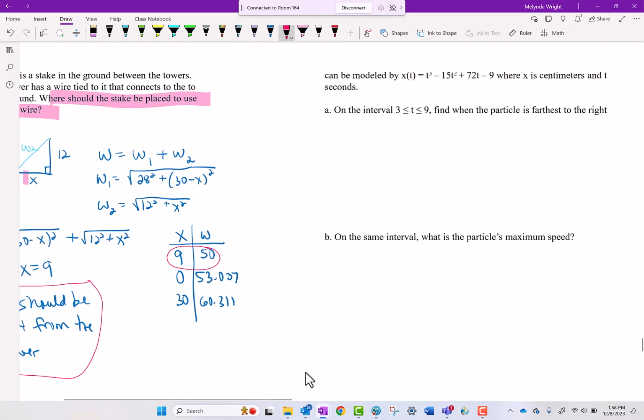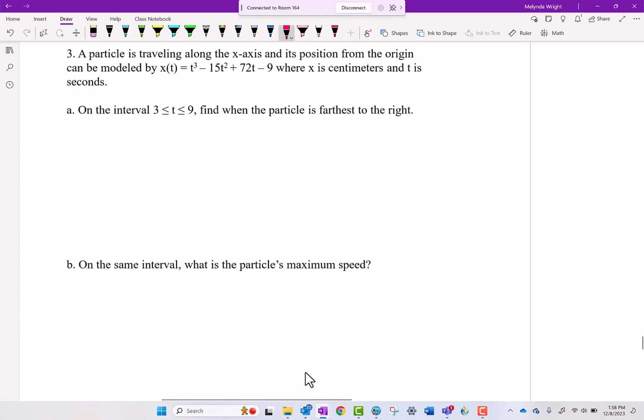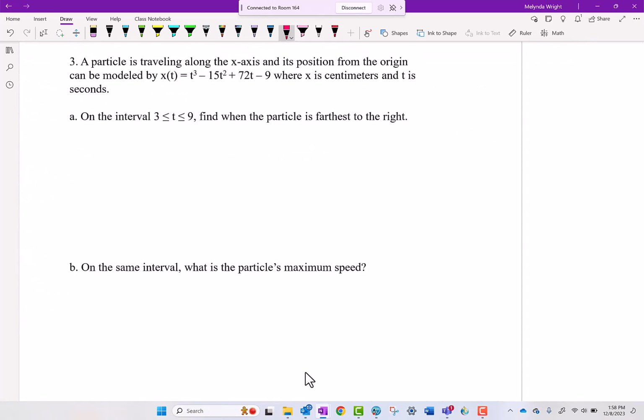And let's just look at this other one. Particle motion. Oh, I know y'all missed that. A particle is traveling along the x-axis. So let's think about this concept. It's just going back and forth, right? Traveling along the x-axis. And its position from the origin can be modeled by this x of t, where x is in centimeters and t is in seconds. Okay, great. We want to find when the particle is farthest to the right.